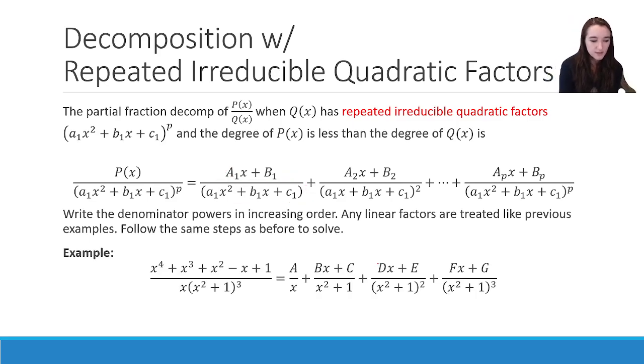So, for example, if I have x to the fourth plus x cubed plus x squared minus x plus 1 over x times x squared plus 1 cubed. This is already factored for us. X squared plus 1 is irreducible with real numbers, so we get a over x, then bx plus c over x squared plus 1, dx plus e over x squared plus 1 squared, fx plus g over x squared plus 1 cubed.